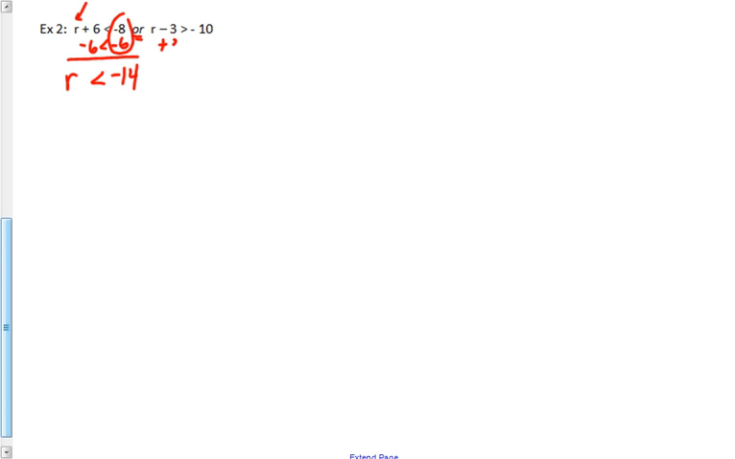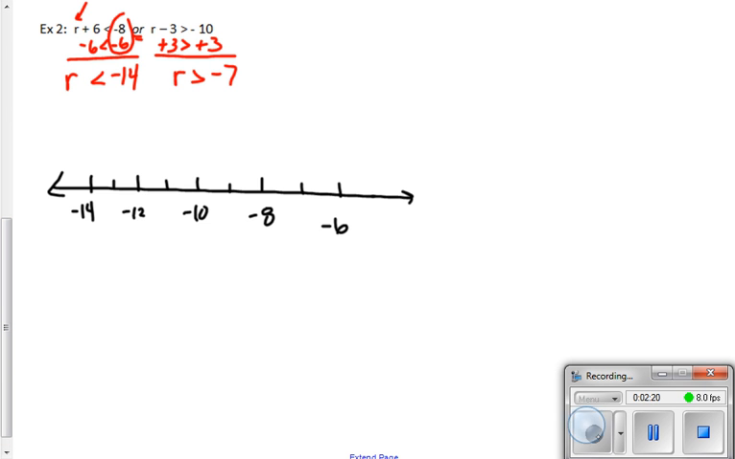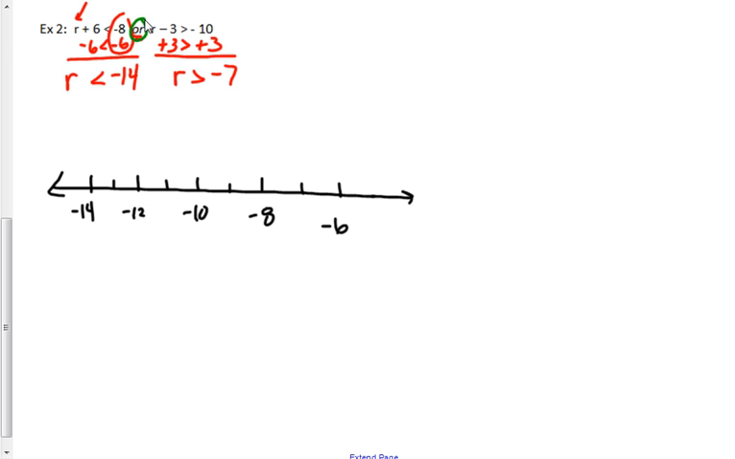Here I'm going to add 3 to both sides, and I have r is greater than negative 7. So again, my graph here has to hit negative 14 and negative 7. Taking these two inequalities with "or," those values are going to be going out. Read from your variable. r is less than negative 14, so it is an open circle on negative 14, and it says r is less than. Those less than values are to the left.